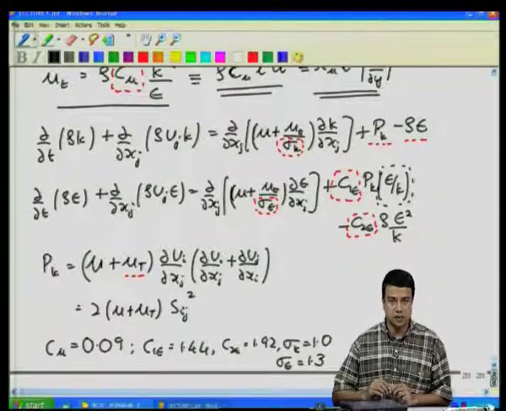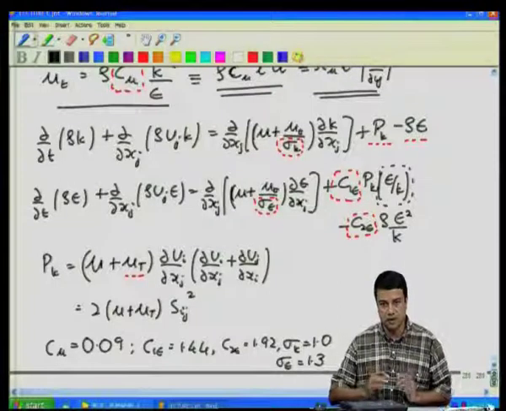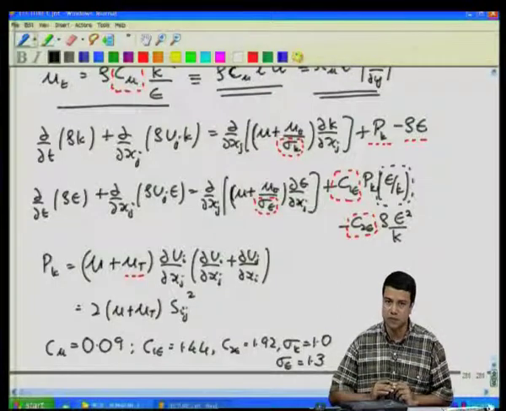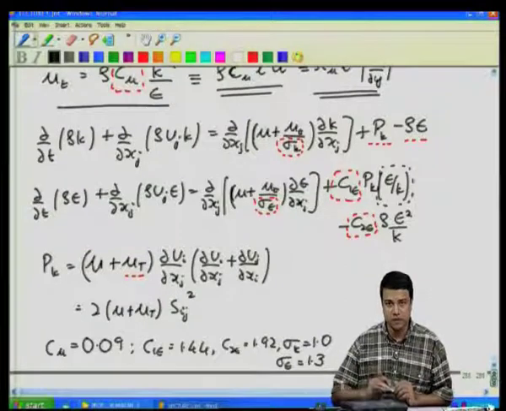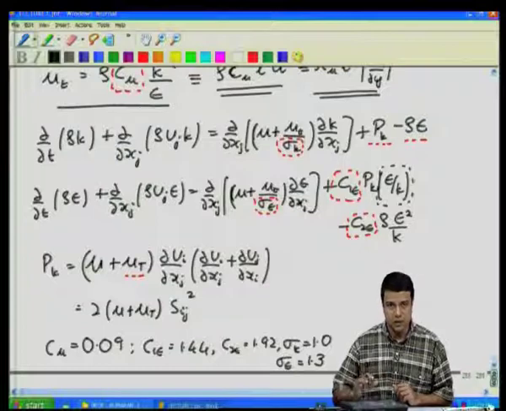But this is the one that is most commonly used, and basically it consists of a convective derivative of each of these quantities equal to a diffusive part plus a production minus a dissipation. Put these in to calculate k and epsilon, use k and epsilon to get the turbulent viscosity, and put that into the mean flow.